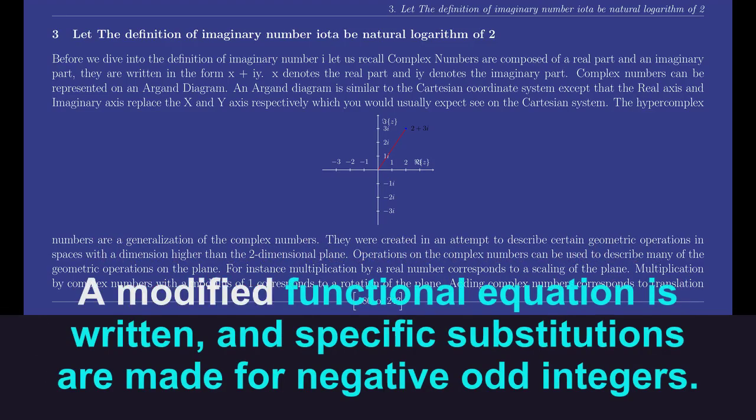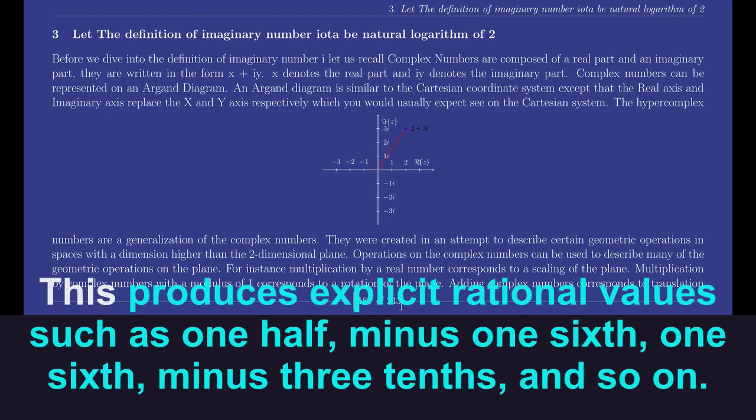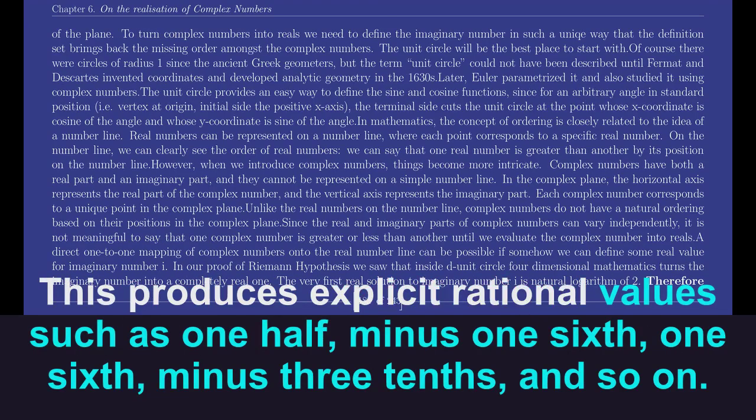This chapter is titled on the realization of complex numbers. It begins by introducing the historical background of complex numbers. The text traces their origin back to ancient Greek and Chinese work on negative numbers, then moves to 16th century Italy, where mathematicians such as Tartaglia and Cardano used complex quantities while solving cubic equations.